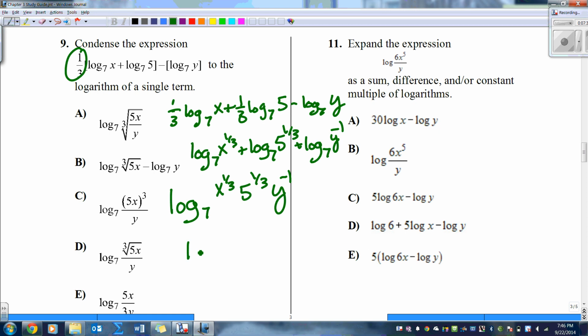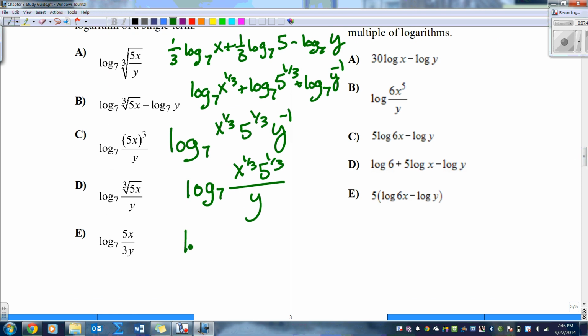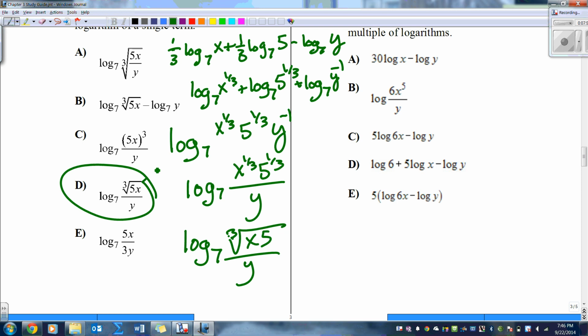Now I put them in the proper order. Now I have log base 7 of x to the 1/3 5 to the 1/3 over y. Now the 1/3 can come together, and I get log base 7 of the cube root of x times 5, or 5x, over y. So my answer is D.